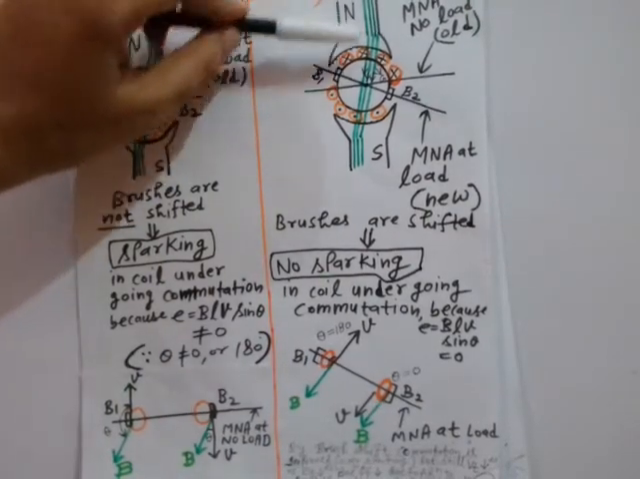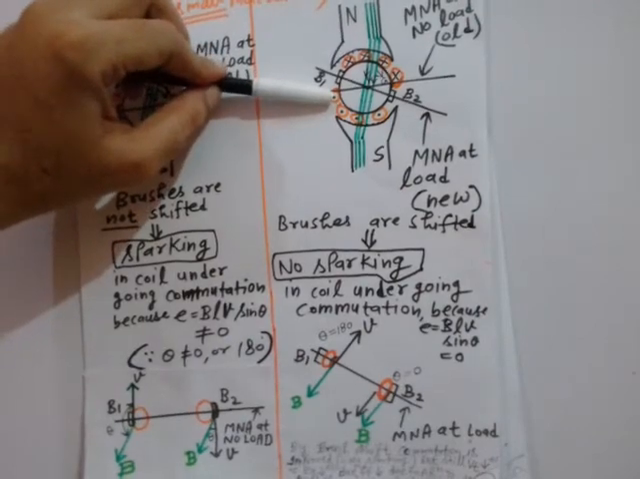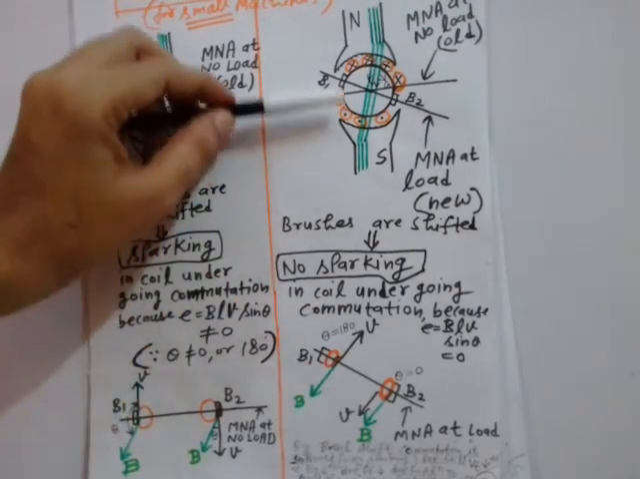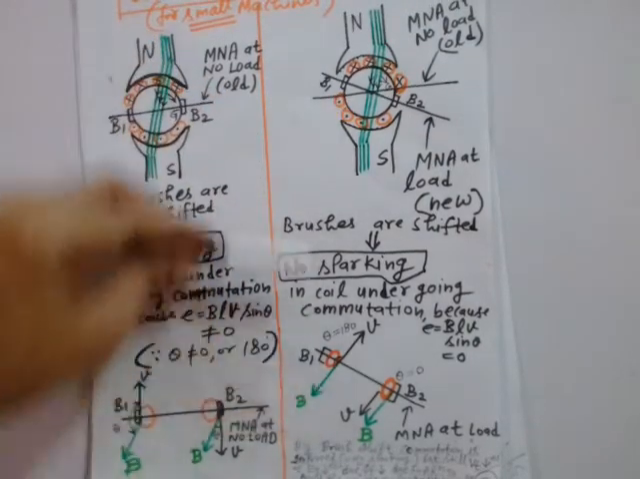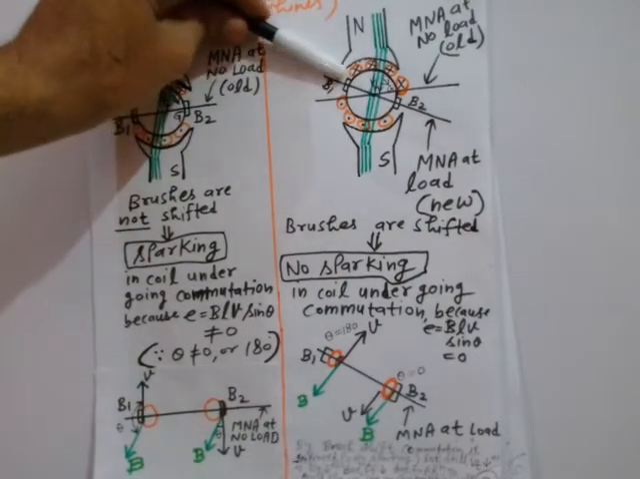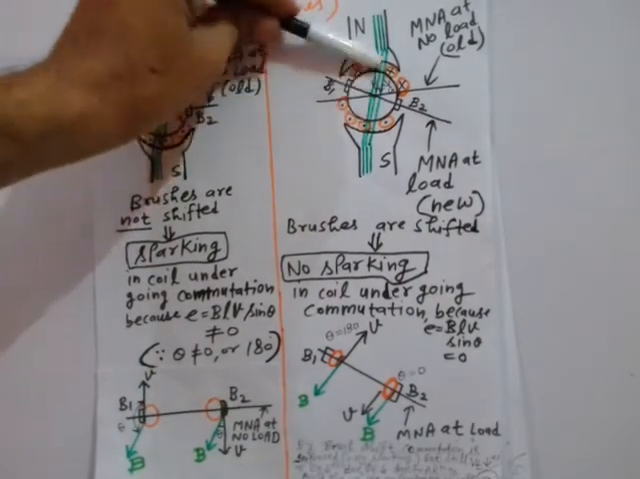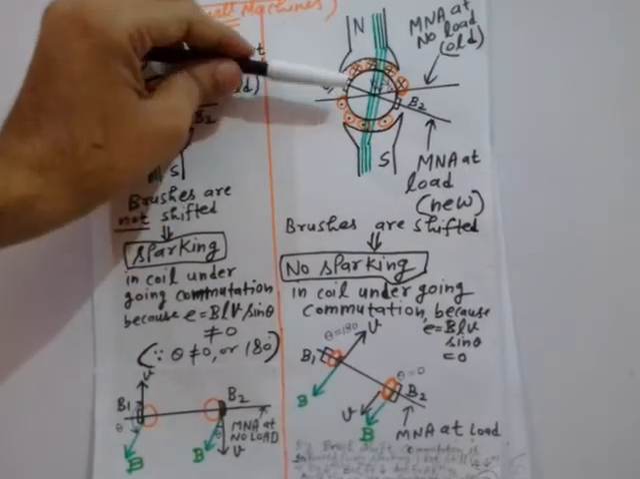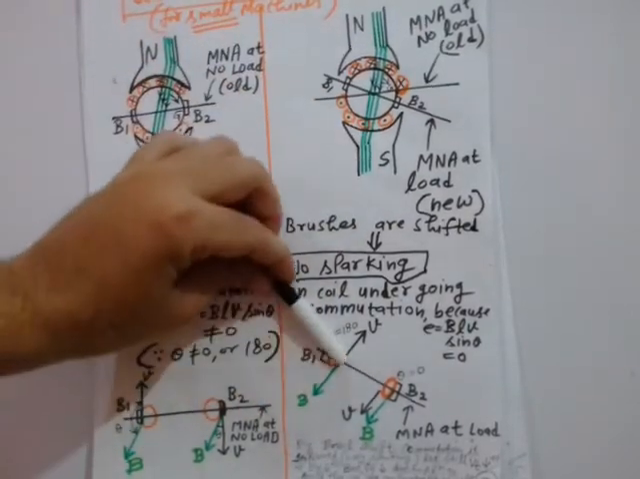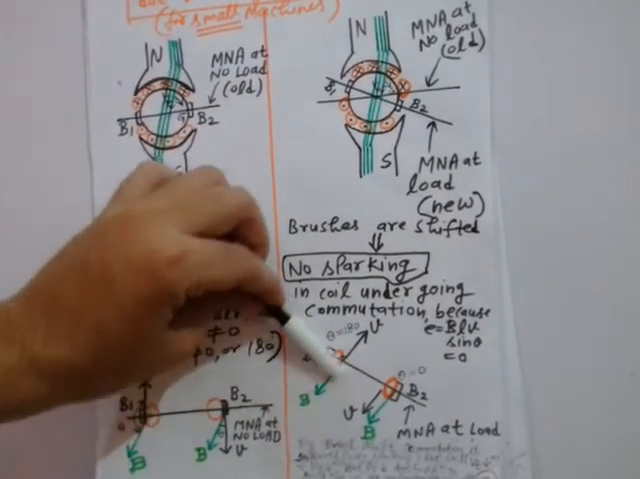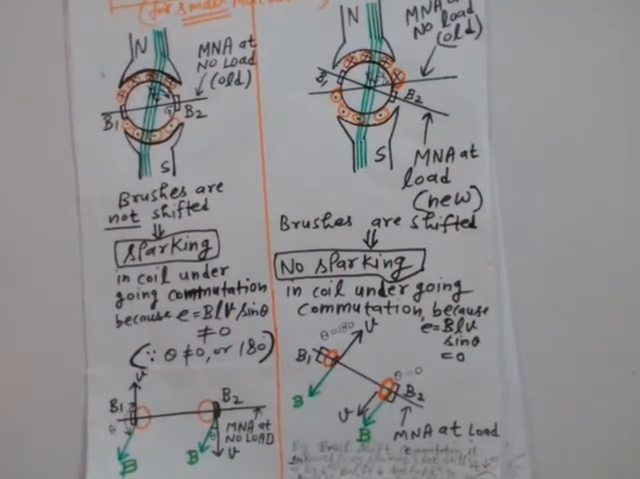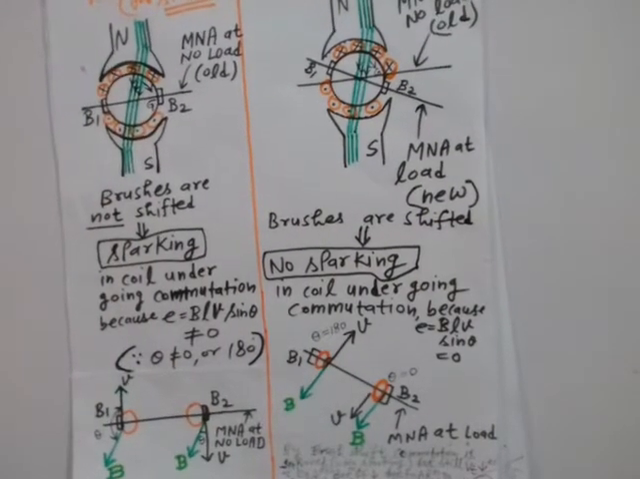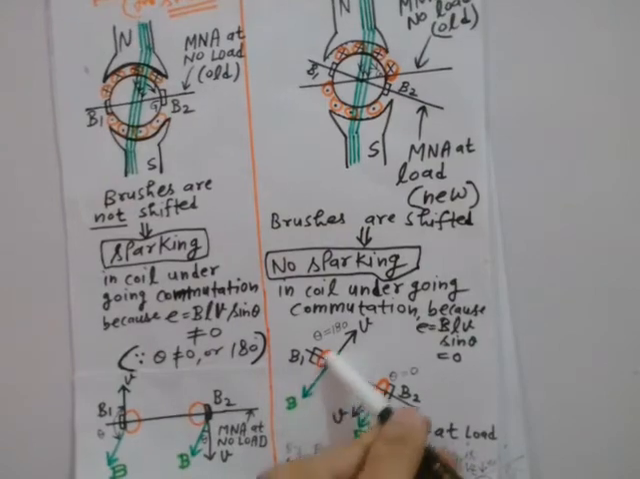The peripheral velocity is tangentially like this for this particular coil, which is just nearby this brush B1. And what is the direction of field lines for this coil? It is like this in a tilted position. These green lines are showing the resultant flux field lines due to the main field poles north and south. So this B is showing the direction of main field lines, the resultant flux, shown by this green arrow.